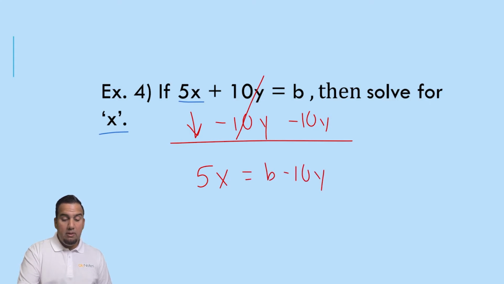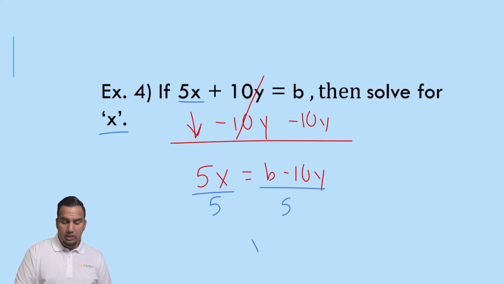Now, I wish I was done, but I'm not, because why? There's still a letter next to 5. That's the x that I'm solving for. There's a 5 there. So I have to get rid of the 5. 5 and x are being multiplied. So what's the inverse of multiplication? Division. So I'm going to go ahead and divide by 5 to both sides.